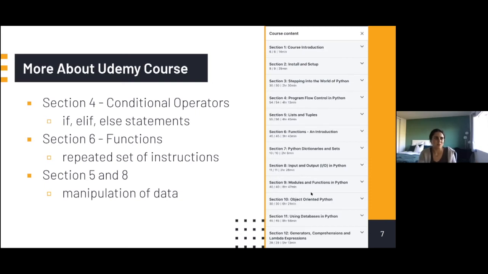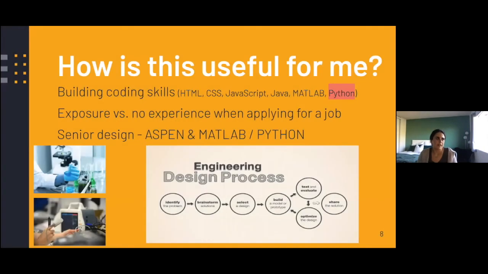So this was my way of relating MATLAB to Python and bridging the differences and the similarities together. So again, how is this useful for me? I did talk a little bit about this, but definitely building coding skills.